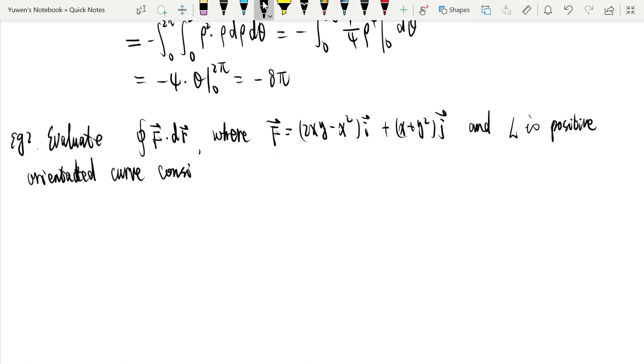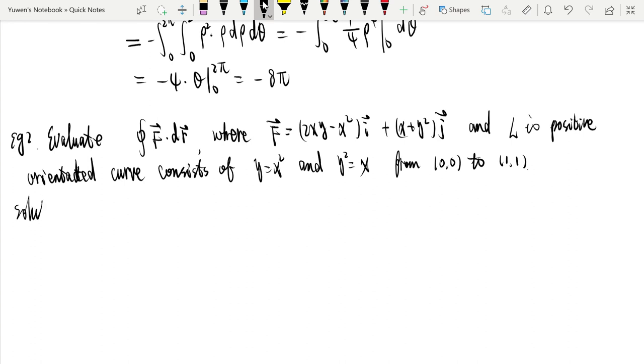The closed curve consists of y equals x squared and y squared equals x from (0,0) to (1,1). The solution is, first we draw the graph. The graph y equals x squared is here, and y squared equals x. So that's (1,1), that's the origin. So the direction is this way.